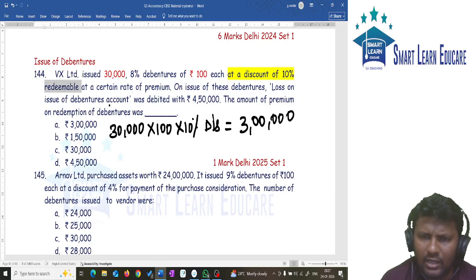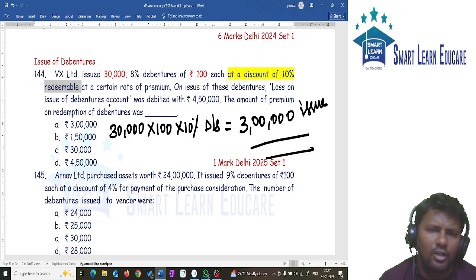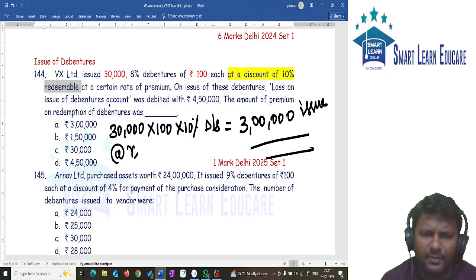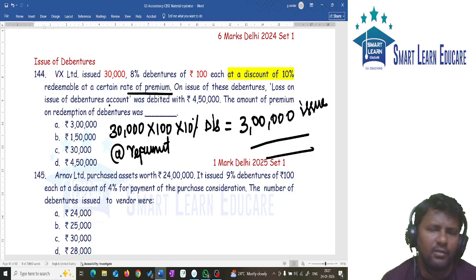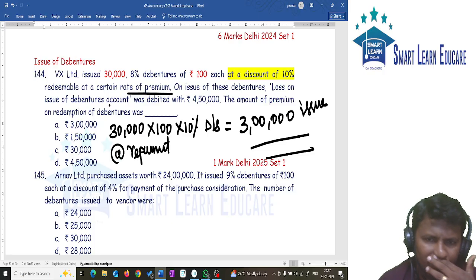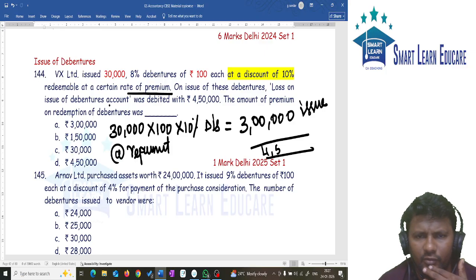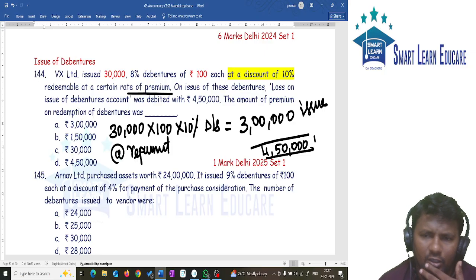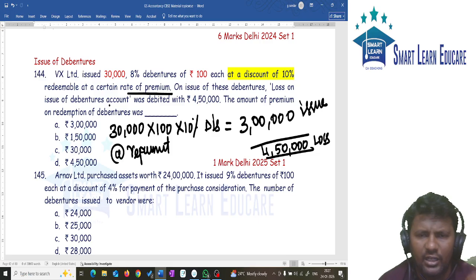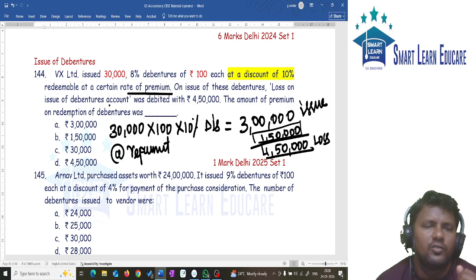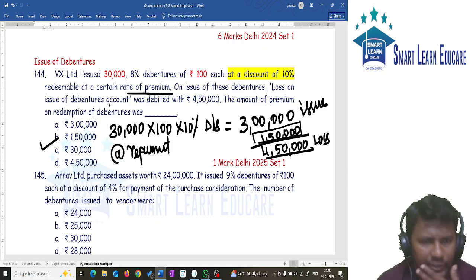Also you have some other loss. This is one loss at the time of issue of debentures. Also we have one loss at the time of repayment of debentures, when you repay at a premium. I don't know the amount of premium, but I know the total loss is 4,50,000. Out of this total loss, the issue loss is 3 lakh. The repayment loss can be arrived at as a balancing figure, which is 1,50,000. So the answer for this question is 1,50,000.